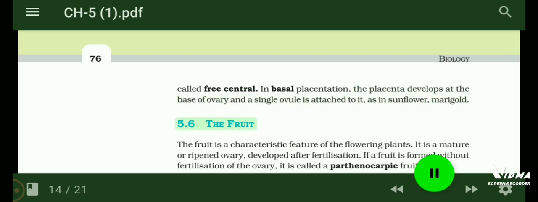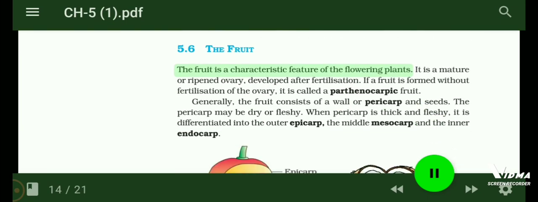5.6 The fruit. The fruit is a characteristic feature of the flowering plants. It is a mature or ripened ovary, developed after fertilization. If a fruit is formed without fertilization of the ovary, it is called a parthenocarpic fruit. Generally, the fruit consists of a wall or pericarp and seeds. The pericarp may be dry or fleshy. When pericarp is thick and fleshy, it is differentiated into the outer epicarp, the middle mesocarp and the inner endocarp.